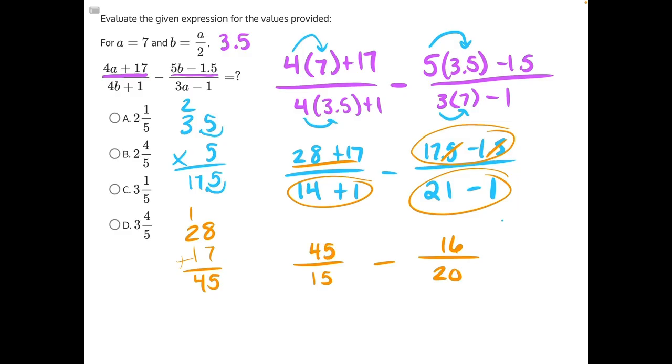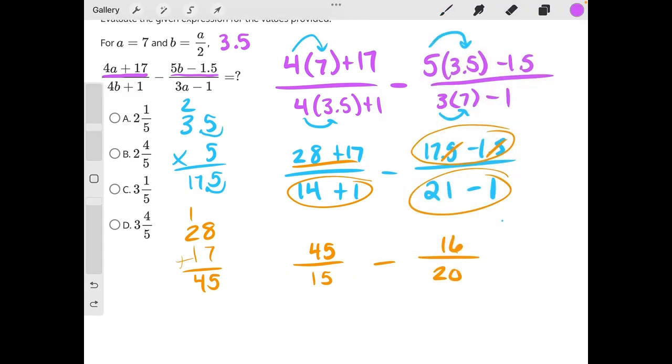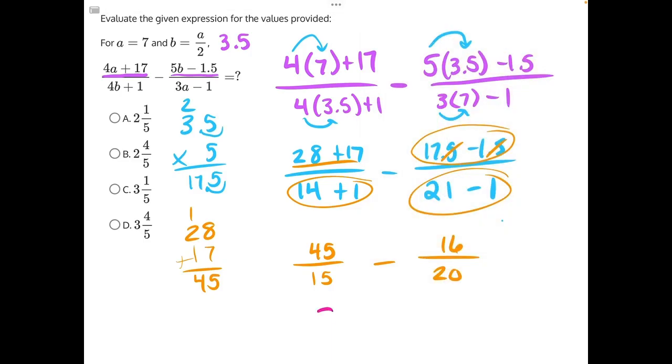Now we just need to simplify. 45 divided by 15, that actually is an even division. 15 can go into 45 3 times evenly with no remainder. Minus, we'll factor out the greatest common factor, 16 divided by 4, and 20 divided by 4 would give us 4 over 5. So we have 3 minus 4/5.